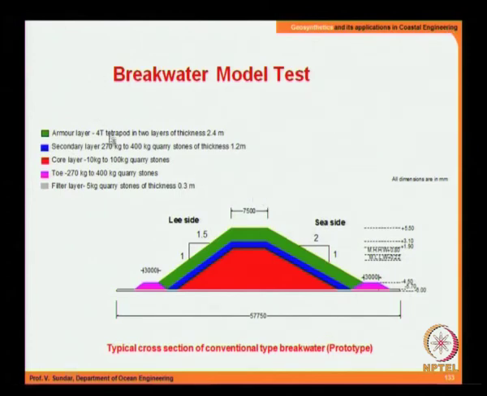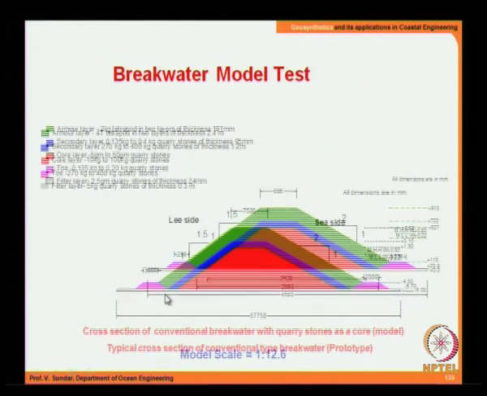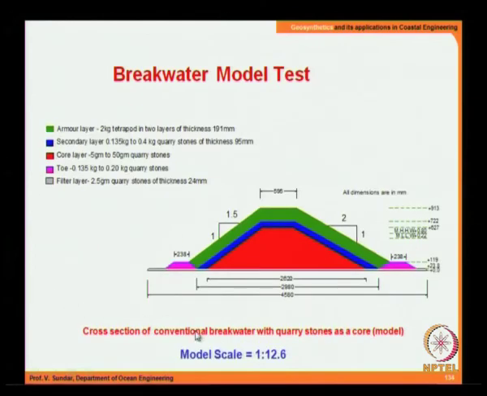So in the field it would be having 4 ton tetrapod, a secondary layer 272 to 400 kg stones, and the core layer would be up to about 100 kg stones, and the toe is 272 to 400 kg, and we also adopted a filter layer, that is quarry run stones of 5 kg. So this is the model.